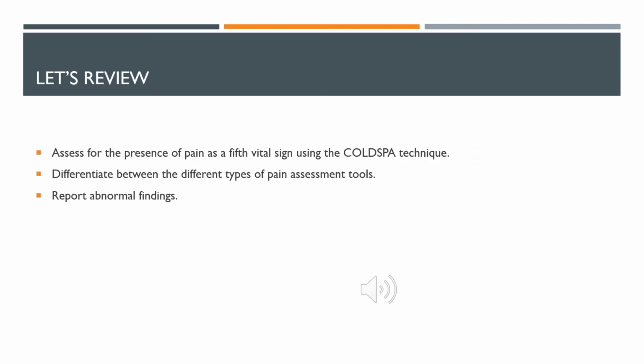So let's review our learning objectives for this presentation. Hopefully, you can now assess for the presence of pain as a fifth vital sign using the cold spot technique. You can differentiate between the different types of pain assessment tools, and you know how to report abnormal findings.